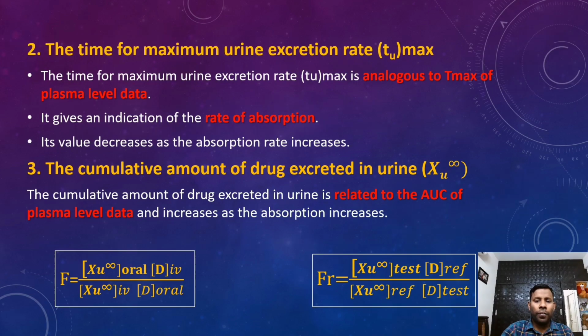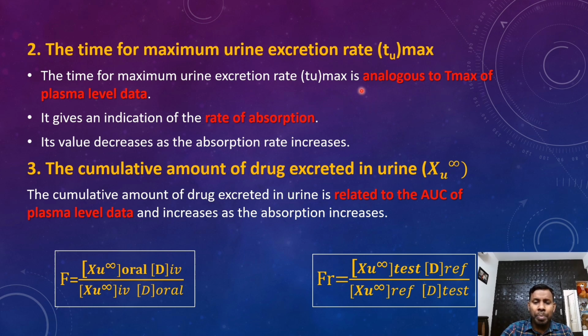Next point of urine level data is Tu max. Tu max means the time for maximum urine excretion rate. This Tu max is same like the T max of plasma level data. Means in plasma level data, T max is exactly analogous to the Tu max of urine data.